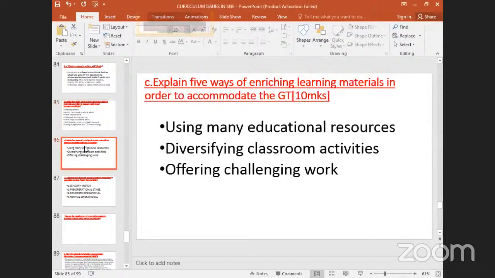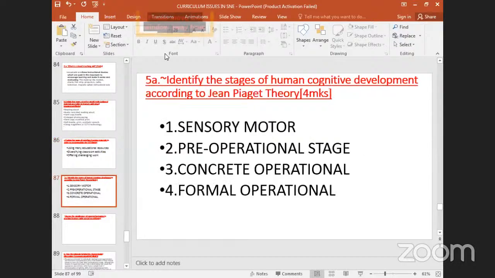We talked about ways of enriching materials in order to accommodate the gifted and talented. You can also use many educational resources, diversify classroom activities, and offer challenging work, among others. This question did not capture all the points. Somebody to carry on just for a minute. I respond to a call here.